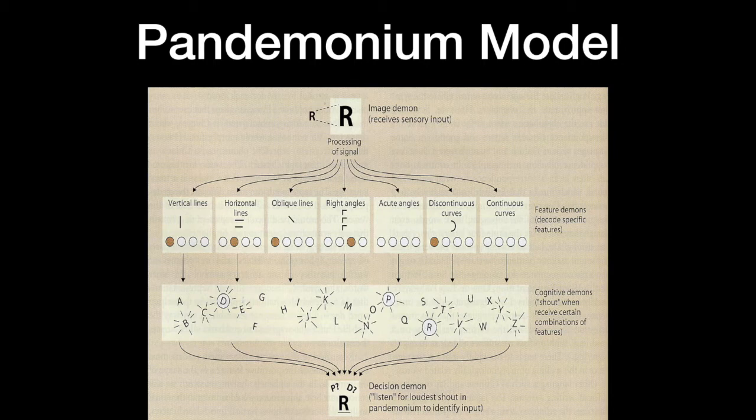According to this model, there are 4 discrete stages or demons in the word recognition system. First, the image demon receives sensory input, where the iconic memory of letters is temporarily stored. The feature demon is sensitive to features like curves, horizontal lines, and so forth. There are 28 features determined by the feature demons. Then the representations of letters with possible features are activated in the cognitive demons. And finally, the representation that best matches the input is selected in the decision demon.